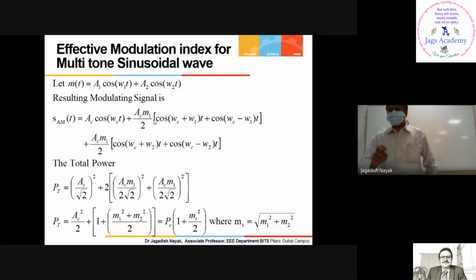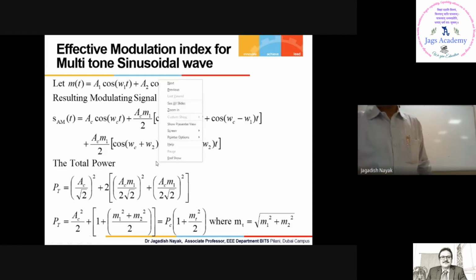You can see here m of t. In the earlier case, when we started with amplitude modulation, we started with m of t equal to just Am cos omega m t. That's all. But now the message signal has two frequencies in this particular case. That's the only difference. So finally you will get an expression like this.